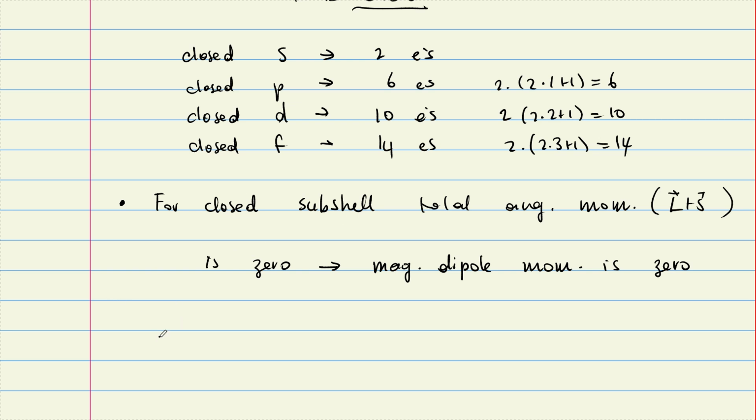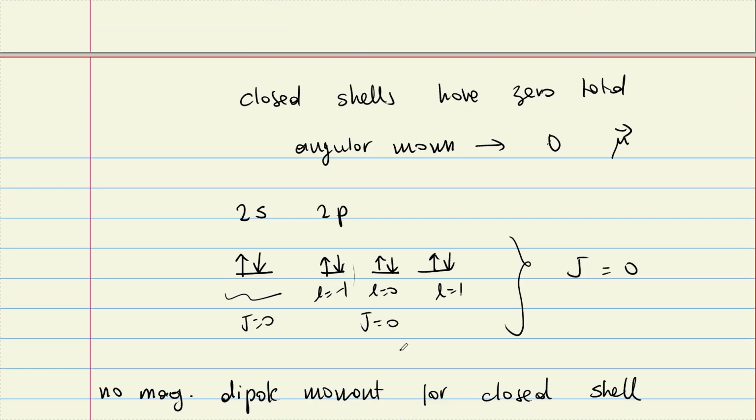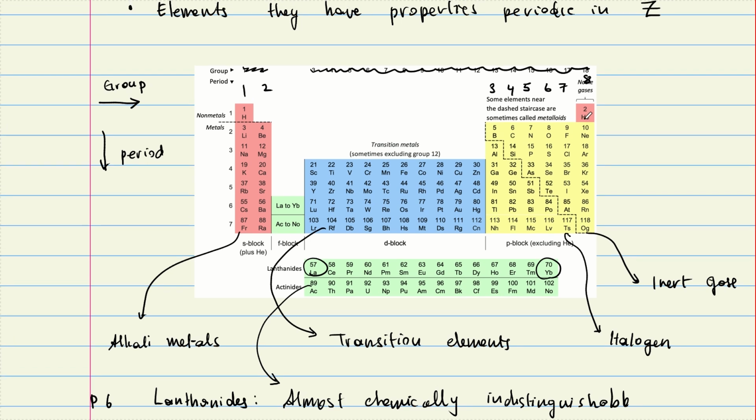Then atoms with only closed subshells do not interact. So we call them inert, and that's actually what happens here, right? So the inert gases, they have only closed shells and closed subshells, and their total magnetic dipole moment is 0. As a result, they don't have anything to interact with. It's like they just pass through things without any interaction because they are quite robust.